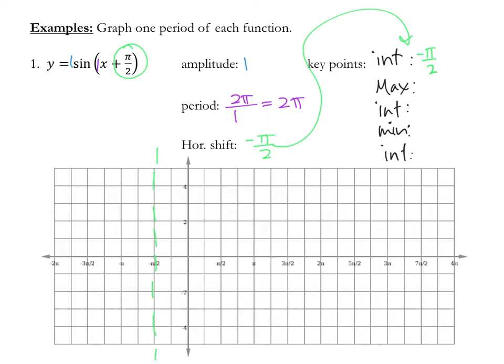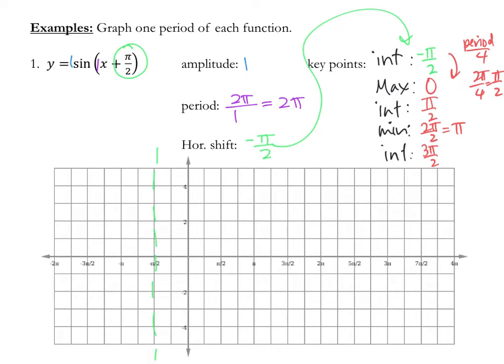So to find that increase by amount, remember we take the period and we divide it into 4. So that's going to be 2 pi divided by 4, which is pi over 2. That's what we have to add on each time. So I'm taking negative pi over 2, and I'm going to add pi over 2, which will give me 0. Add pi over 2 again, we get pi over 2. Add pi over 2 again, we get 2 pi over 2, and then 3 pi over 2. I'm just going to go back and simplify that one to pi. And then we have to graph each of those points.